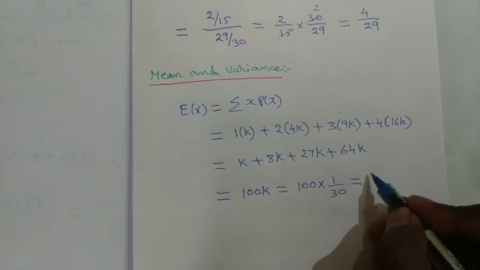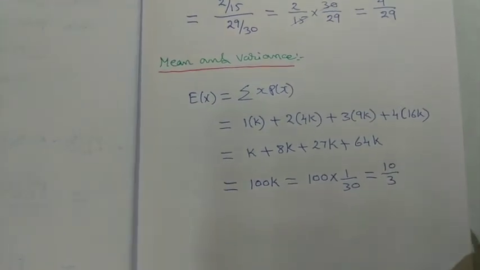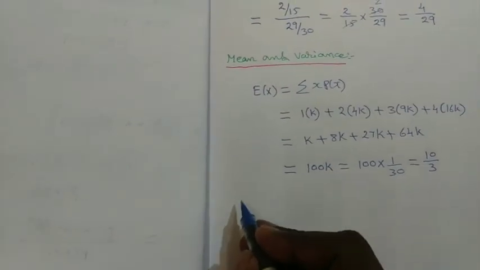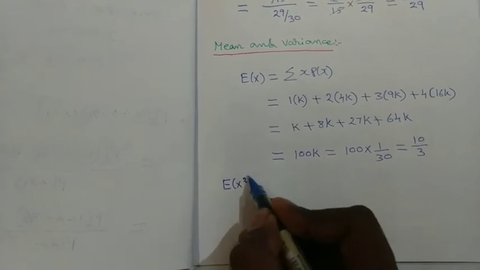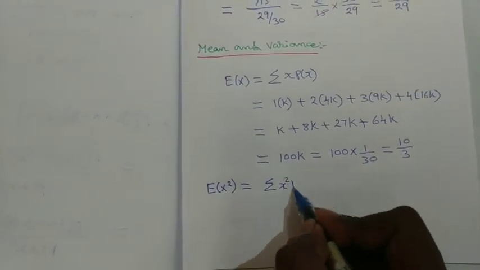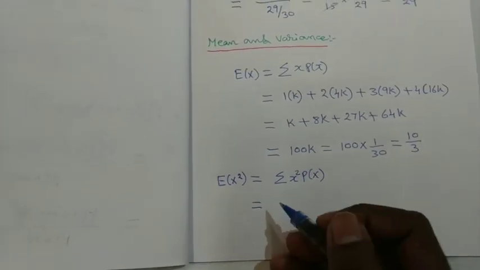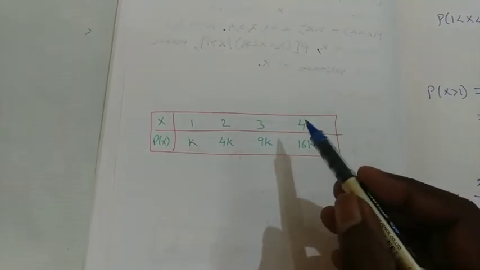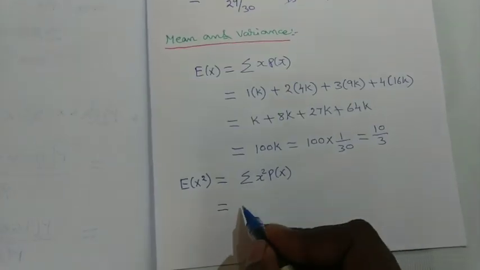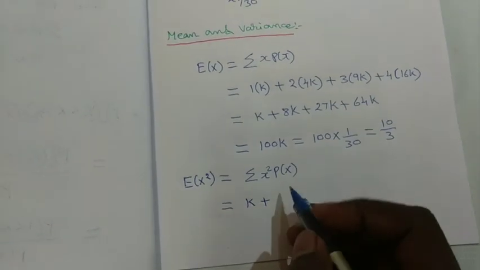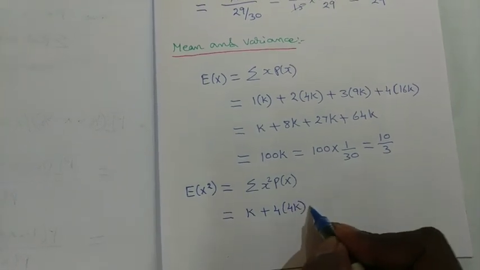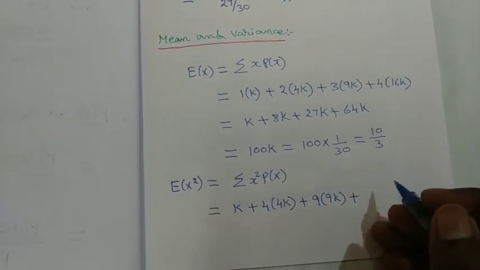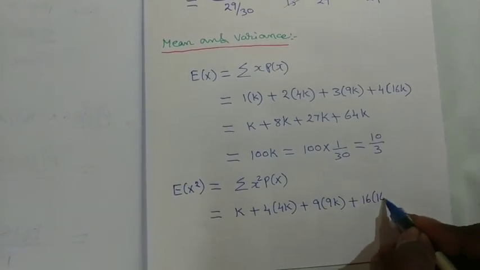So 100 into k, where k is 1 by 30. So finally the answer is 10 by 3. It is the mean value. Next I want to find the variance. To find the variance, I want to find E of x square. The formula is sigma x square into p of x. X square means taking squares: 1 square into k, 2 square into 4k, 3 square into 9k, 4 square into 16k. So 1 square into k is k, 2 square is 4 into 4k, 3 square is 9 into 9k, plus 4 square into 16k, 16 into 16k.